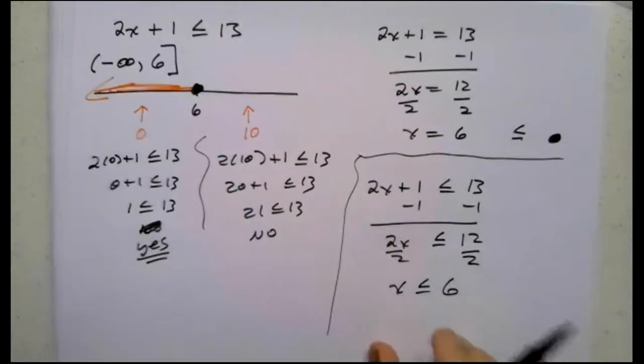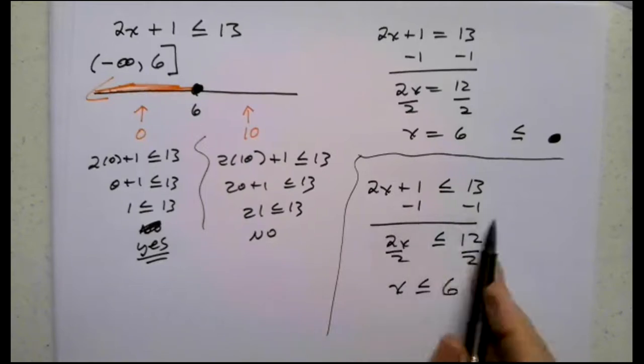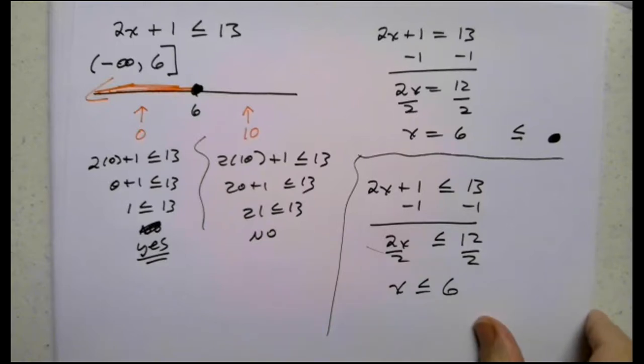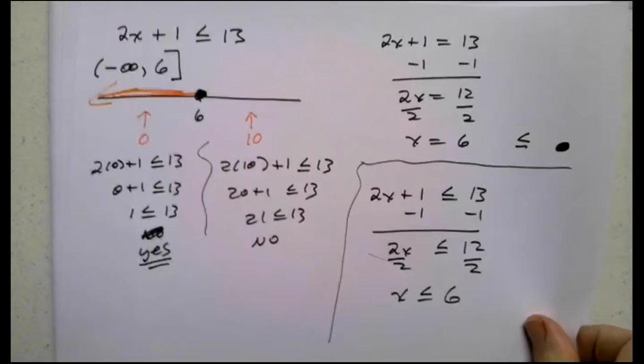The thing you've got to remember about your traditional method is whenever you multiply or divide both sides by a negative number, that's when you change the sign. We didn't. We added a negative number. We divided by a positive number, so we never had to change the sign. But if you use the traditional method, you've got to keep that in mind. Whenever you multiply or divide by a negative, you have to change the sign.